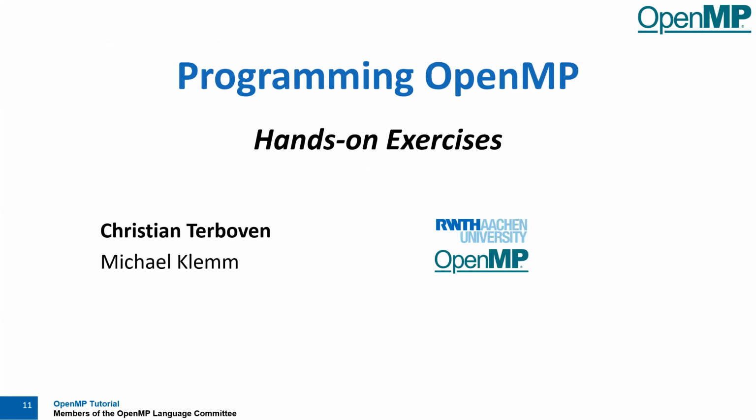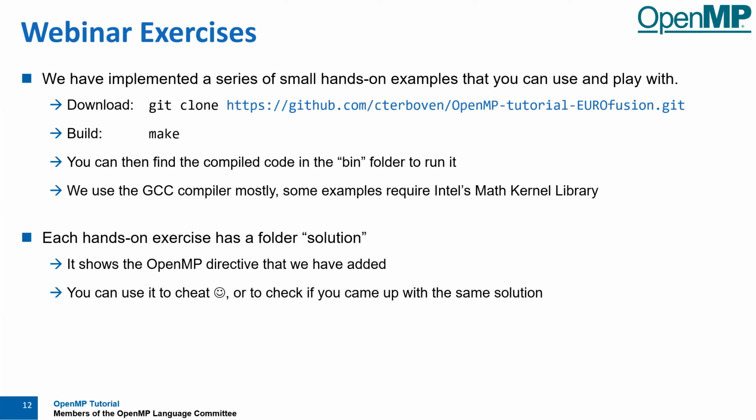All right, and that brings me to the webinar exercises. So Christian and I put up a Git repository at this address, cterboven/OpenMP tutorial EUROfusion.git. If you want to work on the webinar hands-on exercises, please download the exercises using git clone. Then you can type in make to build the sequential versions of the hands-on exercises. And you'll find the compiled code in a folder called bin. So you can always run your examples from that folder.